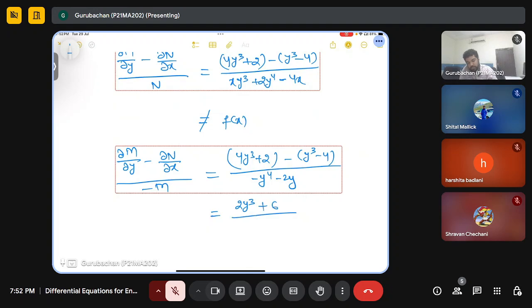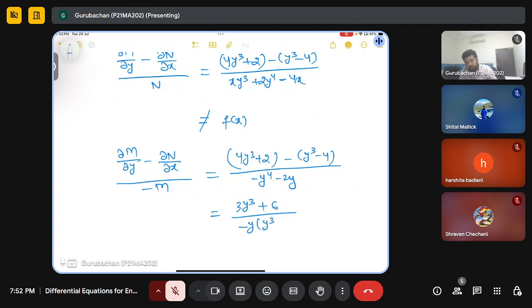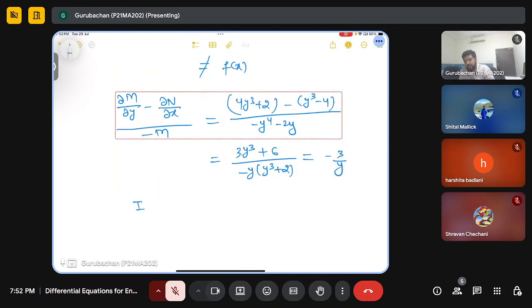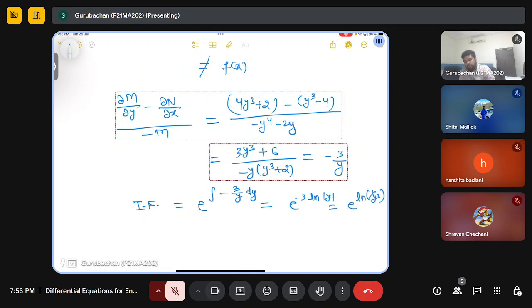sorry, it will be 3y cube plus 6, and minus y if we take common, y cube plus 2. And from above, if we take it, this will be minus 3 by y. Clearly this is a function of y. Then the integrating factor will be e to the power of the integral of minus 3 by y dy, which equals minus 3 ln mod y, which is ln 1 by y cube. So this will be 1 by y cube.